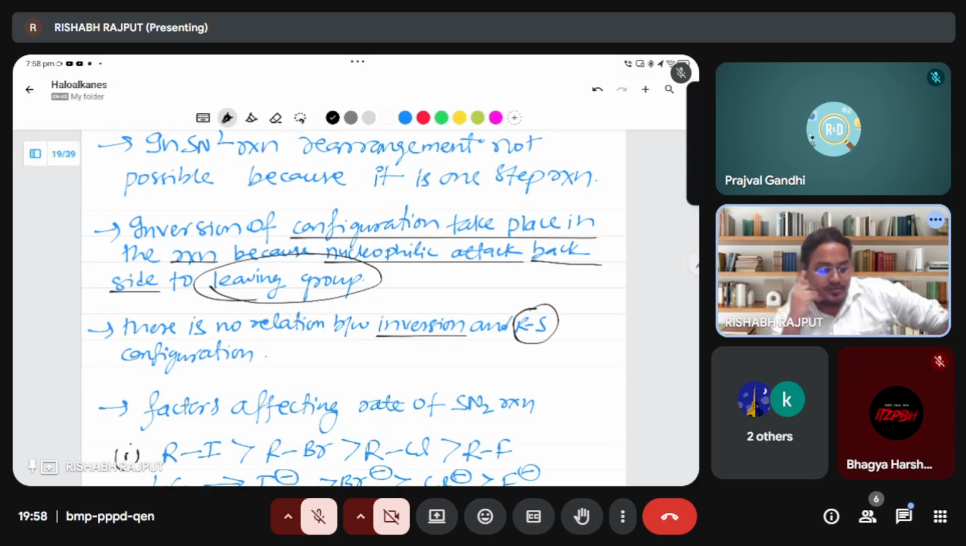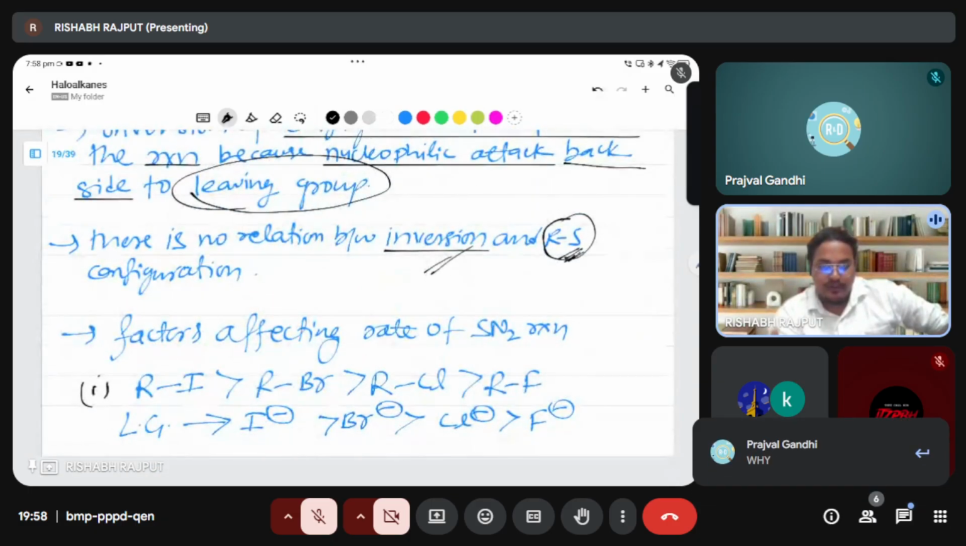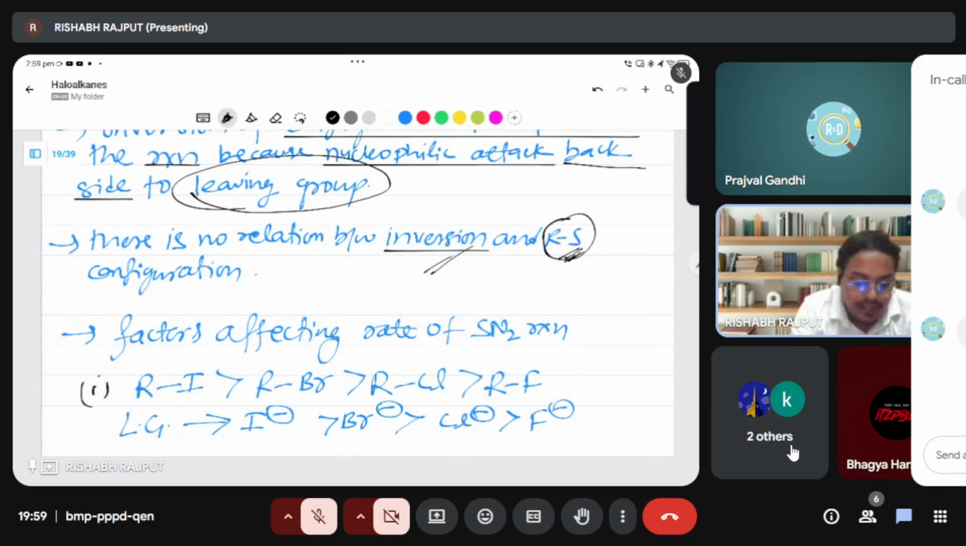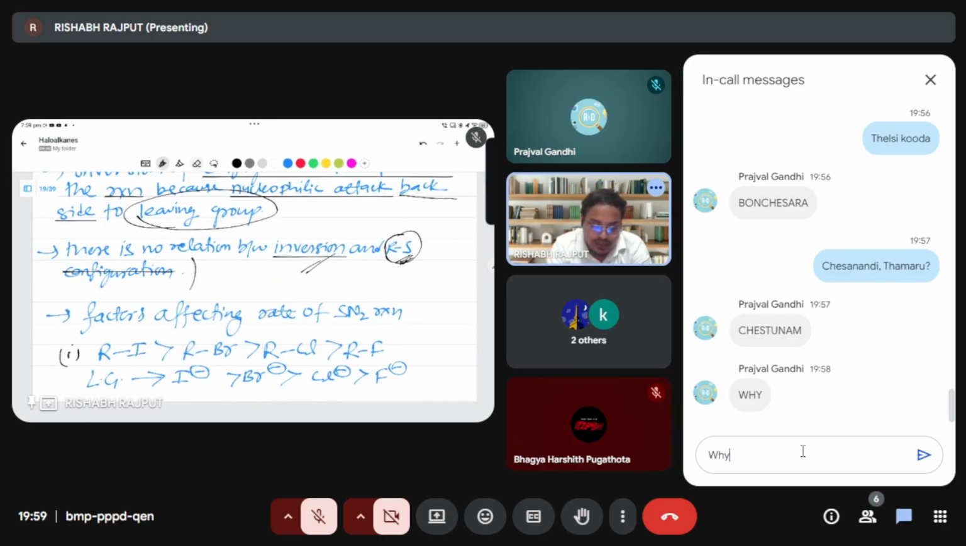Actually, here what happened, I will tell you later. This part, the RS configuration. Don't worry, I will tell you. That's all. I will tell you this line's meaning. I also forget.